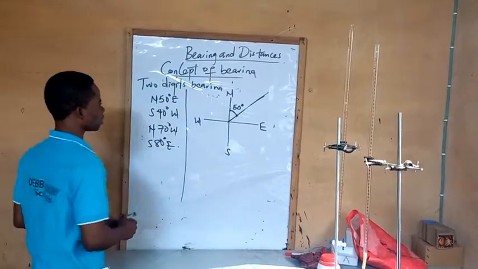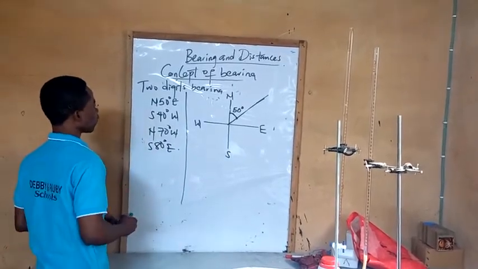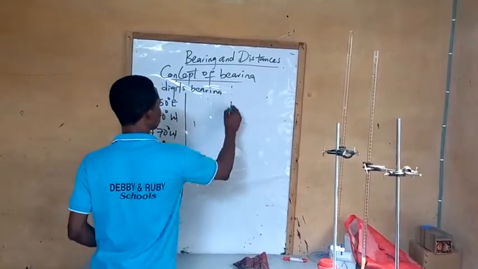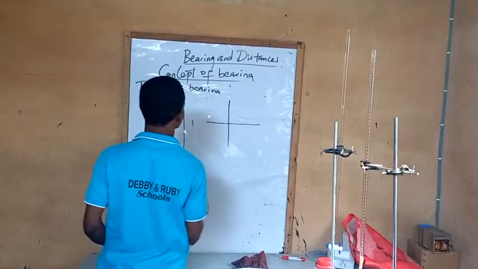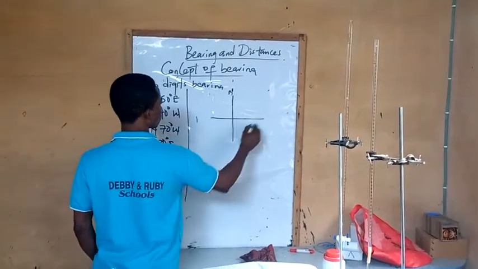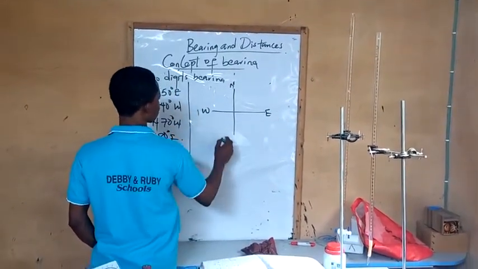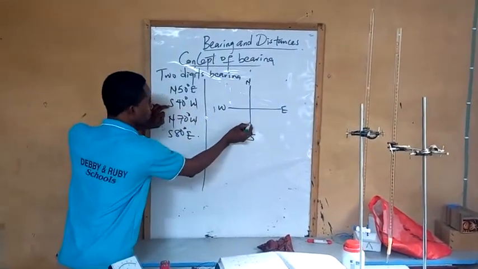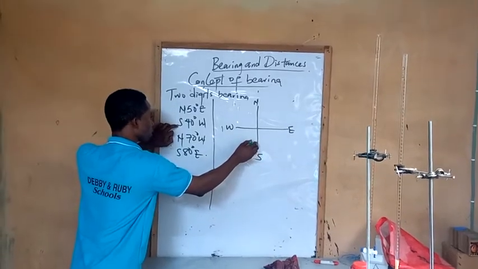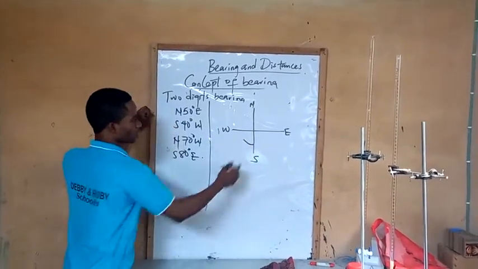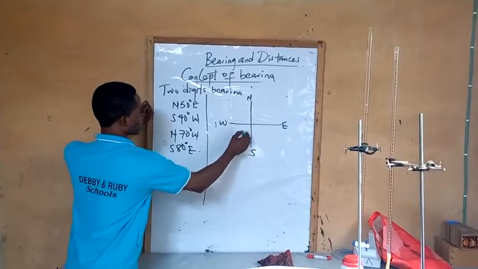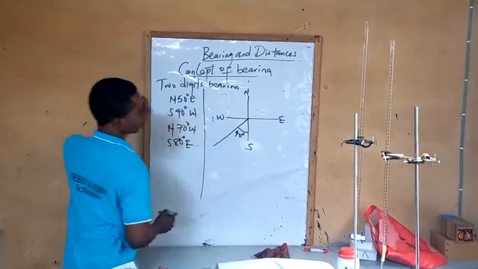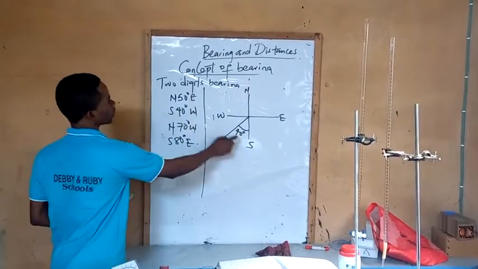Now, when you hear south 40 degree west, how do we draw that? South 40 degree west. This is our north, don't forget. East, west, and south. South 40 degree is coming from south like this, and it's going to west. Don't forget it's 40. From here to here is 90. So bring it out. This is 40 degree. That's how to draw south 40 degree west.